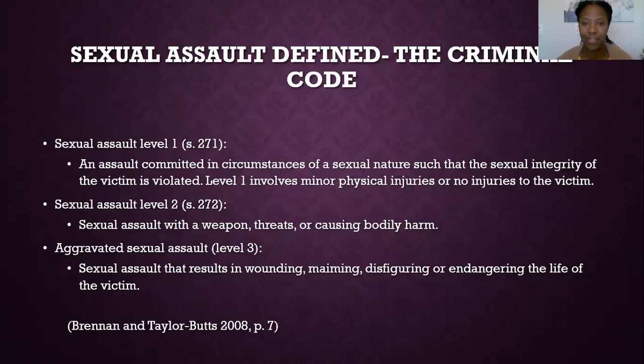So sexual assault is defined as per the criminal code: an assault committed in circumstances of a sexual nature such that the sexual integrity of the victim is violated. There are three levels. So level one involves minor physical injuries or no injuries to the victim. And then there is level two. It's sexual assault with a weapon, threats, or causing bodily harm. And in level three, aggravated sexual assault, so sexual assault that results in wounding, maiming, disfiguring, or endangering the life of the victim.